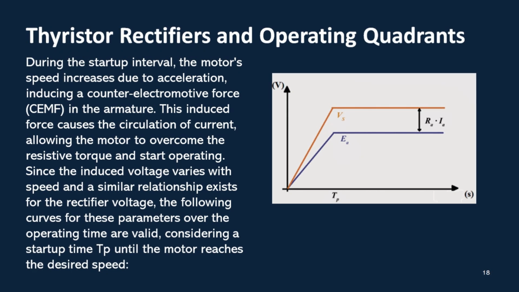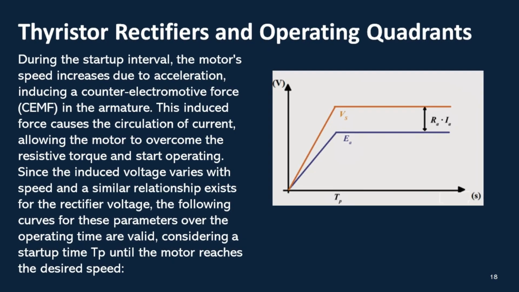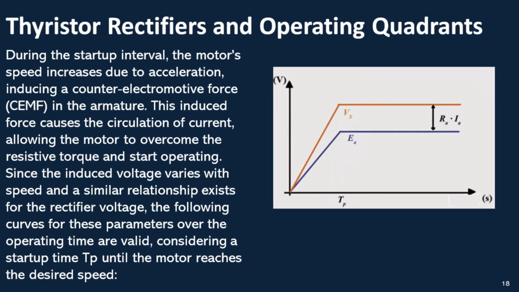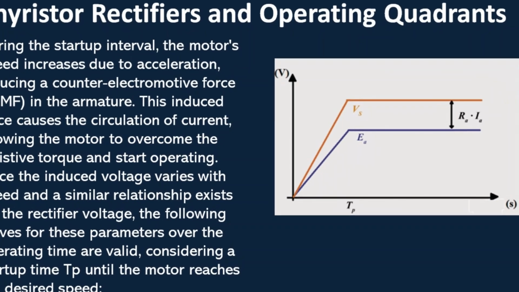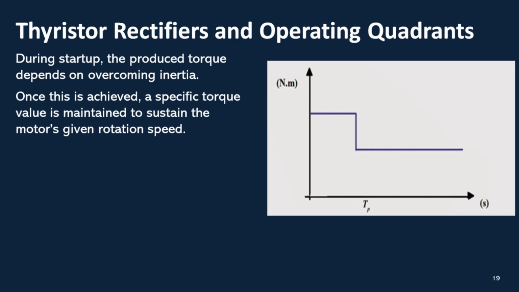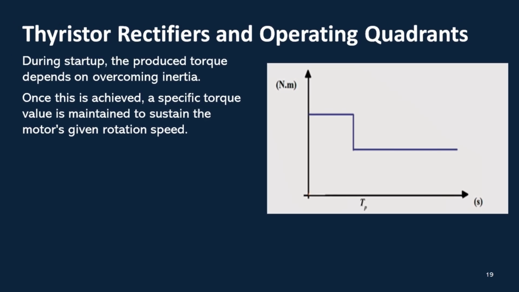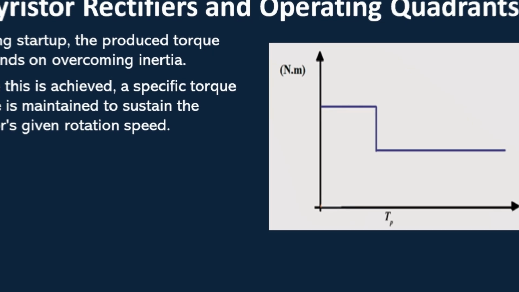Since the induced voltage varies with speed and a similar relationship exists for the rectifier voltage, the following curves for these parameters over the operating time are valid, considering a startup time Tp until the motor reaches the desired speed. During startup, the produced torque depends on overcoming inertia. Once this is achieved, a specific torque value is maintained to sustain the motor's given rotation speed.